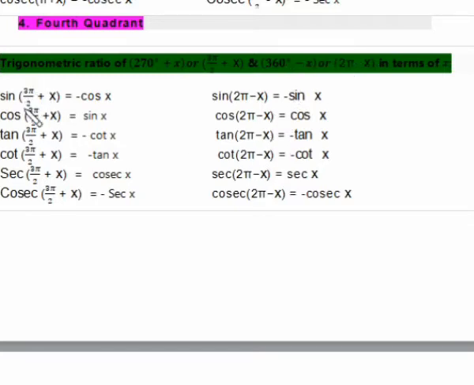Similarly, at 3 pi by 2, sine and cos interchange, tan and cot interchange, sec and cosec interchange. In the fourth quadrant we know only cos and sec are positive, they take the positive sign, the rest are negative. Similarly, at 2 pi the function remains the same, and according to the quadrant it takes the sign.